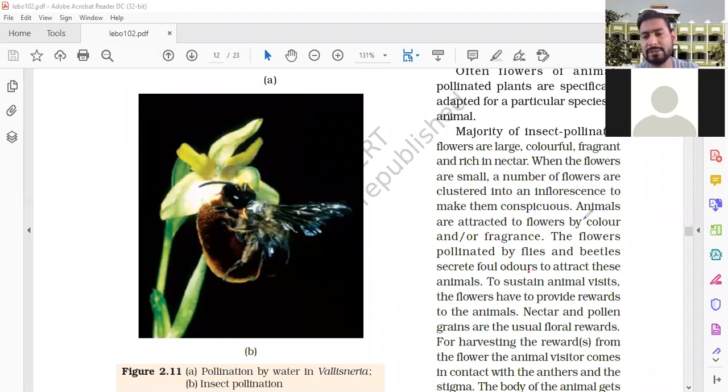Another one, animals. Look here. Animals are attracted to flowers by color and or fragrance, that is the floral reward I told you about. The flowers pollinated by flies and beetles secrete foul odor to attract these animals. It is saying these flowers, the flowers pollinated by the flies and beetles.